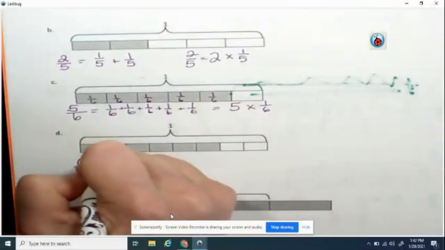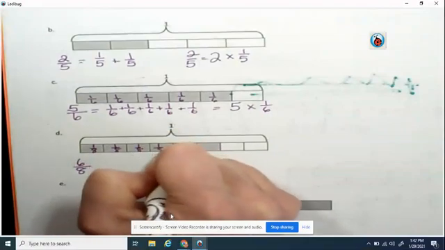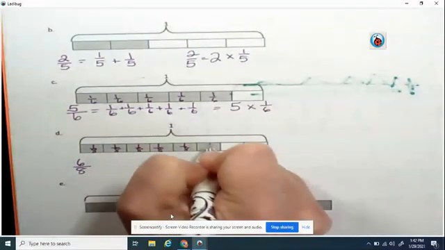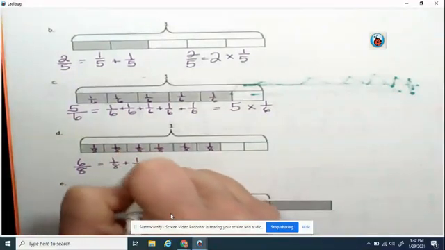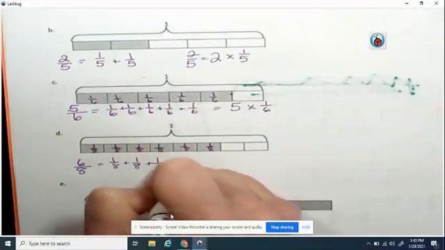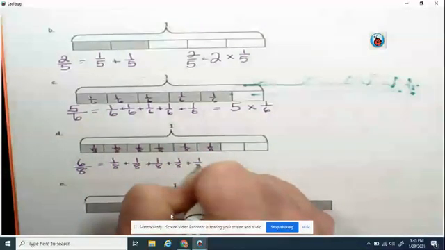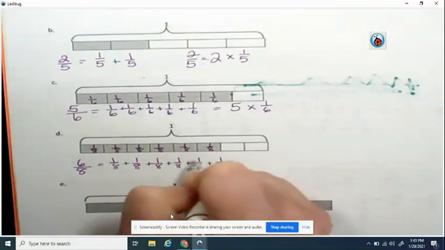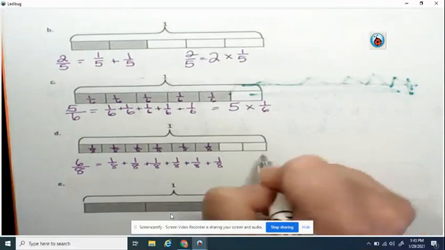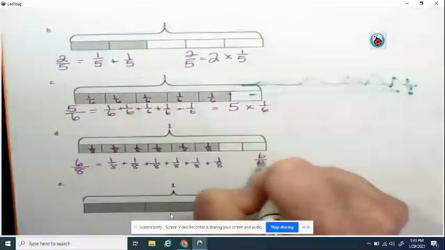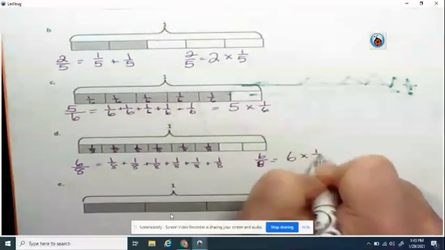So I've got 1/8 and 1/8 and 1/8 and 1/8 and 1/8 and 1/8. So I've got 6 1/8s. How many 1/8s do I have? I have 6 1/8s. 1, 2, 3, 4, 5, 6. Okay, 6 1/8s. So that is equivalent. 6/8 is equivalent to 6 times 1/8.